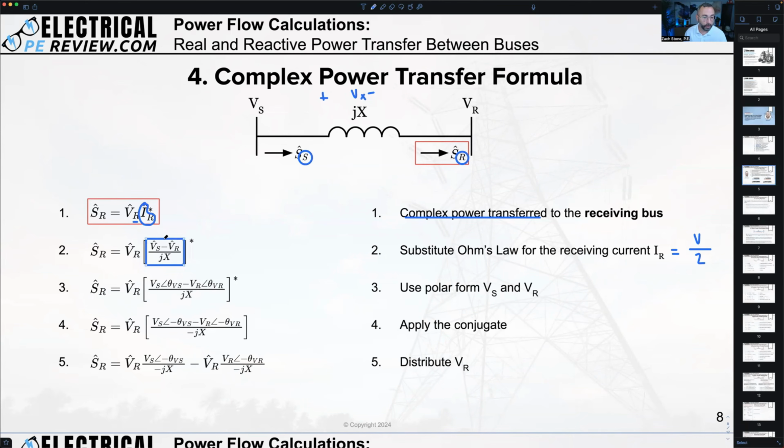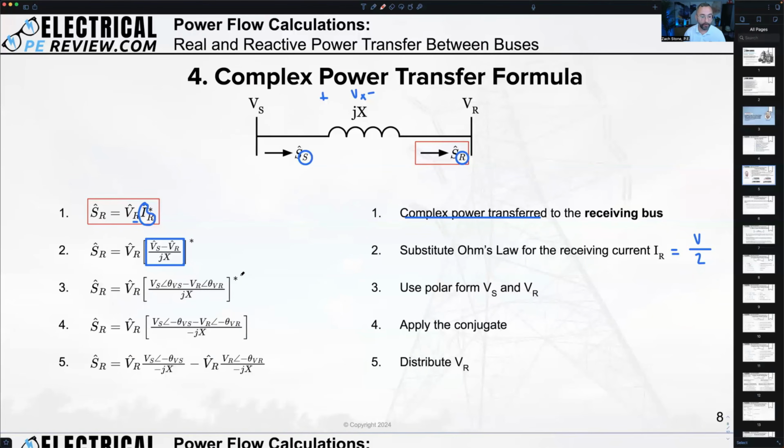Next, we're going to use polar form for the sending voltage and the receiving voltage on the third line here. So in polar form, we've got a magnitude and an angle. That's all we're doing. Instead of complex Vs, now we've got our sending voltage magnitude and the sending voltage angle. No change to the minus sign. Instead of complex receiving voltage, we have the receiving voltage magnitude and the receiving voltage angle. That's all we've done on step 3.